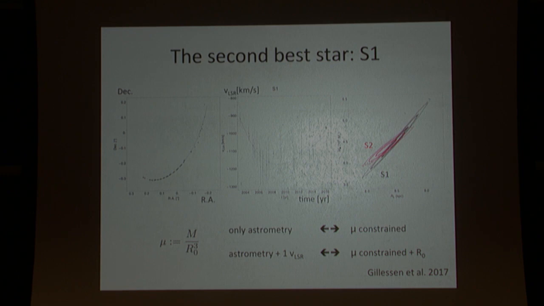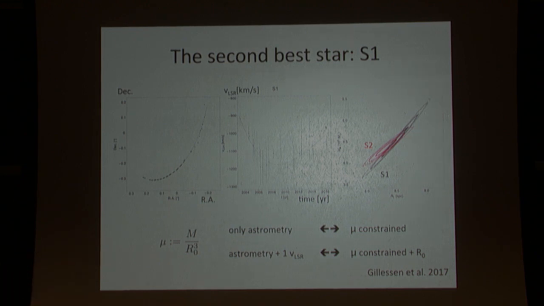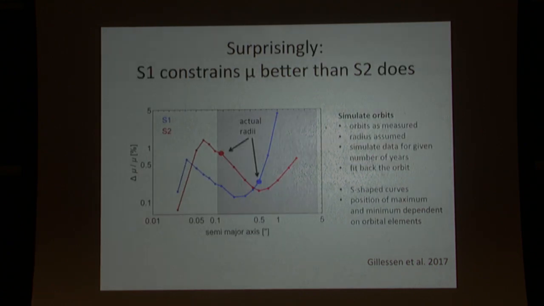And if you now measure astrometry and one radial velocity, this is essentially what you have. You see the radial velocity data is essentially one velocity. You get this mu constraint as before, but you cut off your distribution in R0. And this is why you get this limited ellipse. And you can see that this ellipse in the mu dimension is actually better constrained for S1 than for S2, which is sort of surprising.